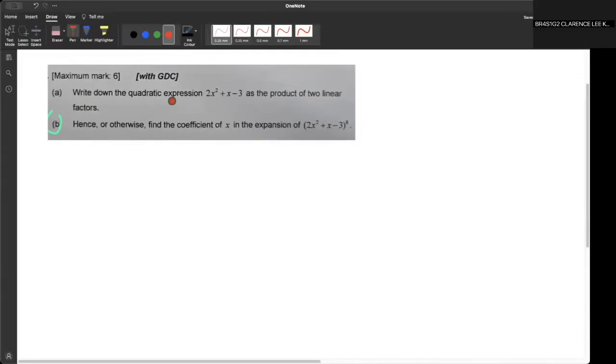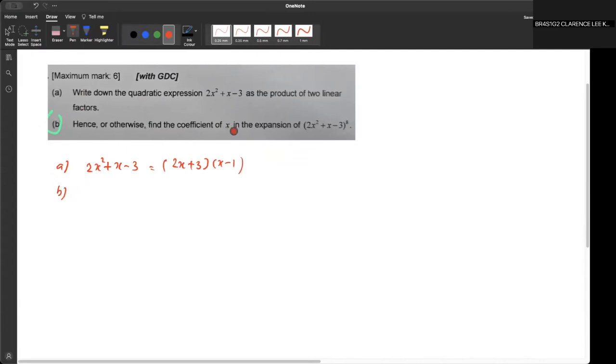Write down the quadratic expression 2x squared plus x minus 3 as the product of two linear factors. So what they want us to do is factorize it. Okay, so to factorize this, we get (2x plus 3)(x minus 1). Now we look at part B.